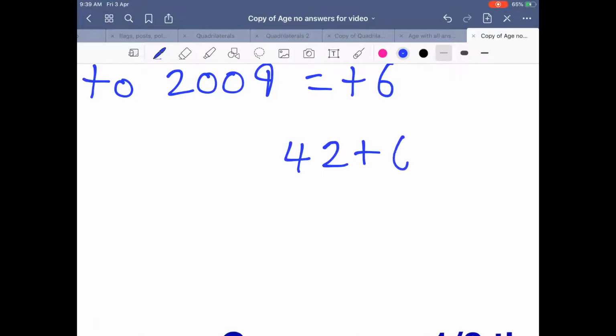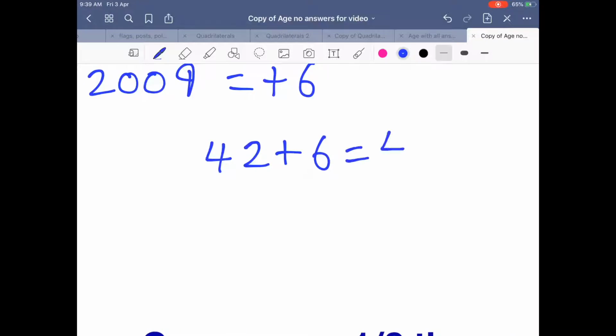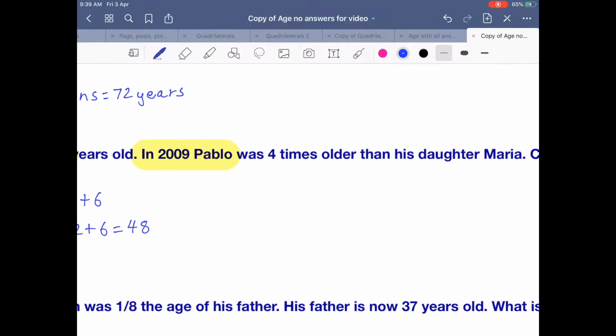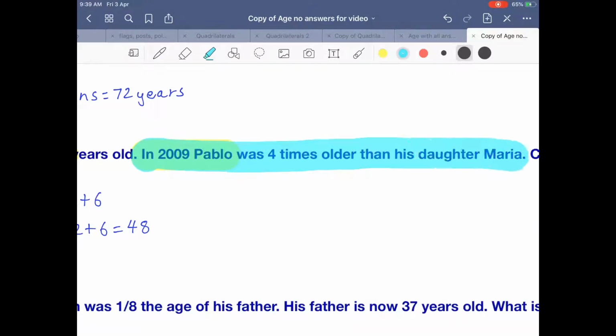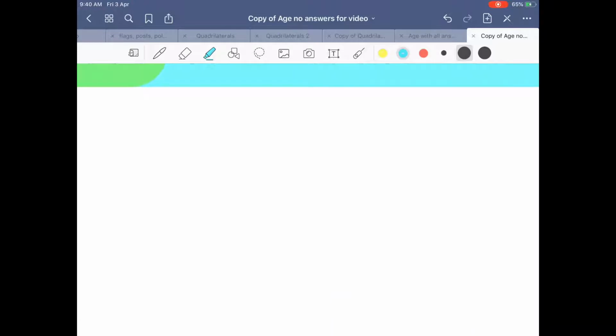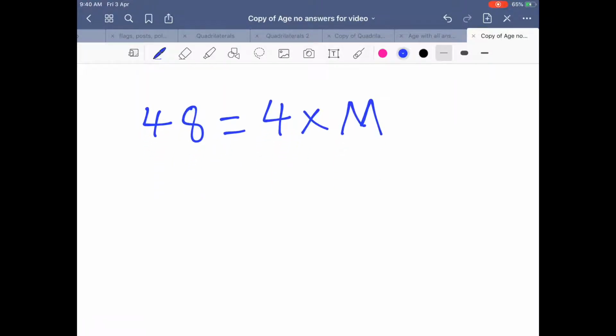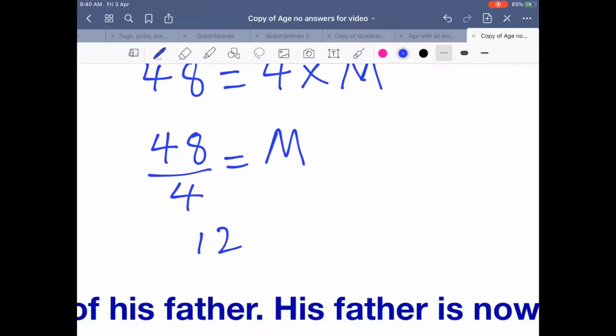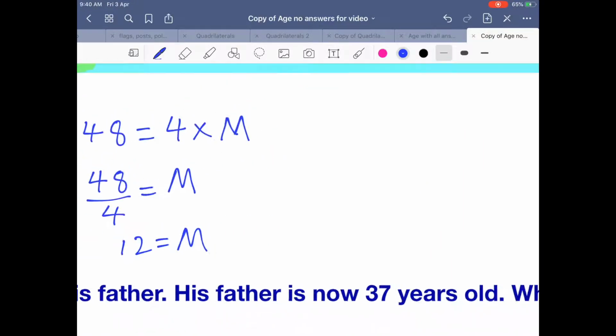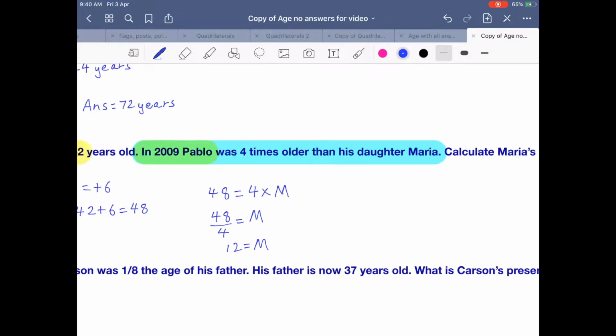And they are telling us that 48 is 4 times Maria's age. So 48 is equal to 4 times some amount. So we call that M. So 48 is equal to 4 times M. We know that 4 times 12, if you know our tables, will give us 48. Or in other words, we can say 48 divided by 4 is 12. So Maria's age in 2009 is 12 years.